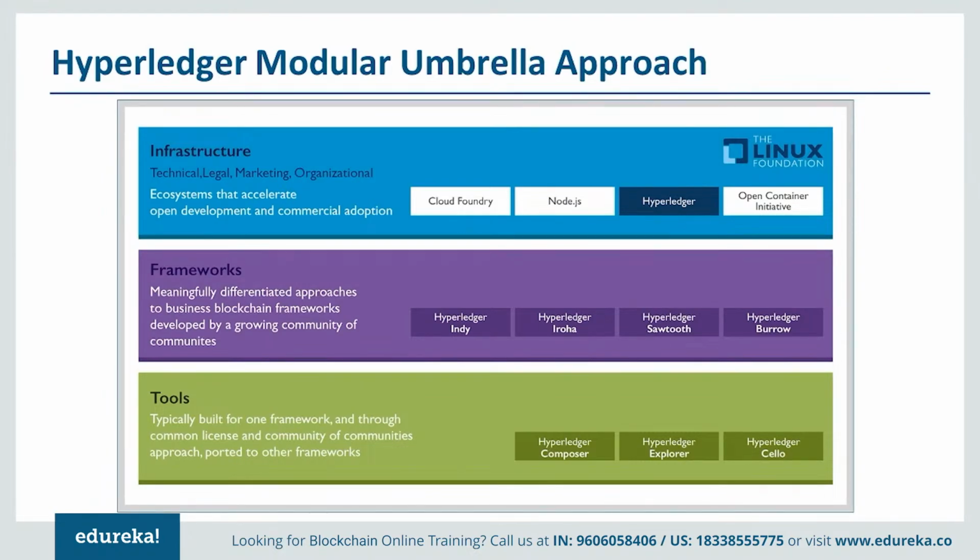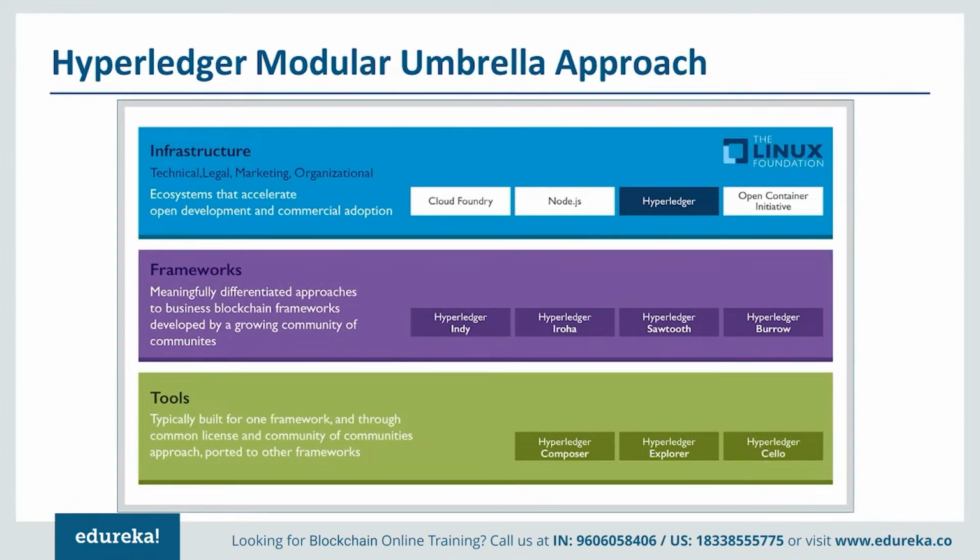Then you have different frameworks like your Hyperledger Indy. Indy is basically mostly used in identity related blockchain implementations. So taking your identity or digital identity on a blockchain is one of the biggest use cases of blockchain. And Hyperledger Indy is specifically created or specifically designed to create the identity based blockchain network.